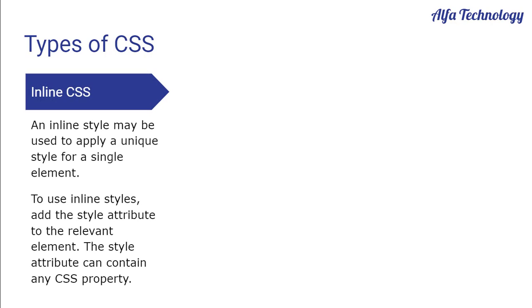Now let's see what are the types of CSS and why and where we use these types of CSS. We have three types of CSS. The number one is inline CSS. An inline CSS style may be used to apply a unique style for a single element. It means if you want to apply a style which should only affect one element, you can use inline CSS. To use inline styles, add the style attribute to the relevant HTML element. The style attribute can contain any CSS property.